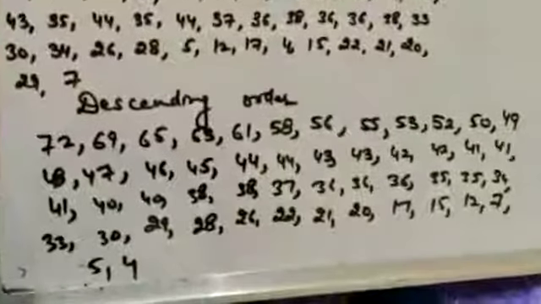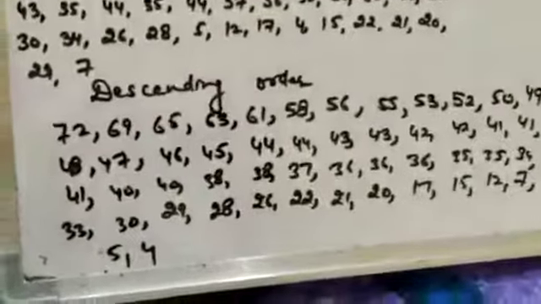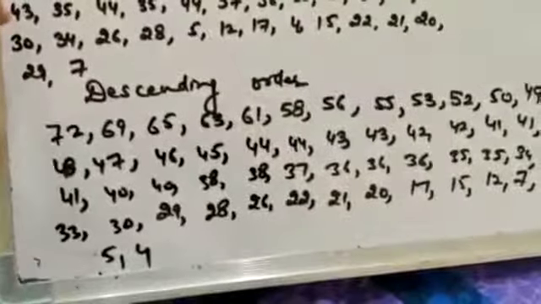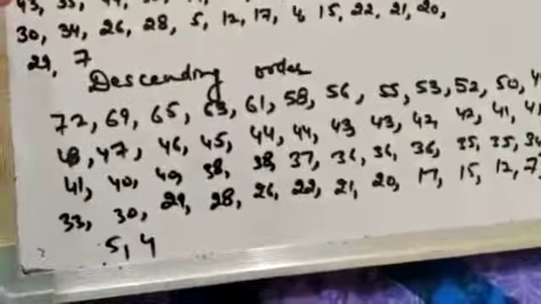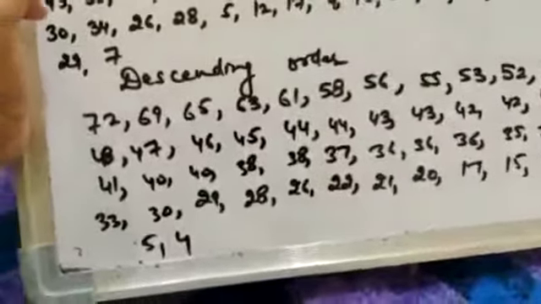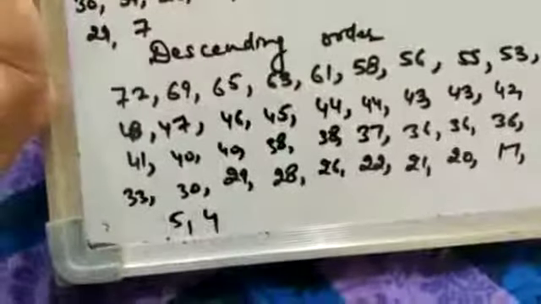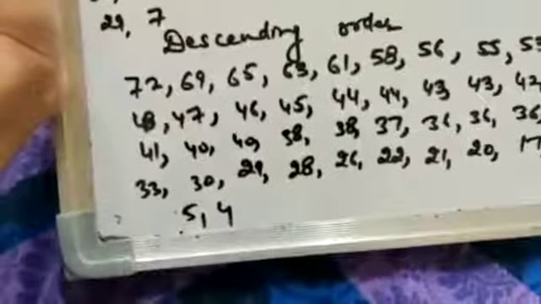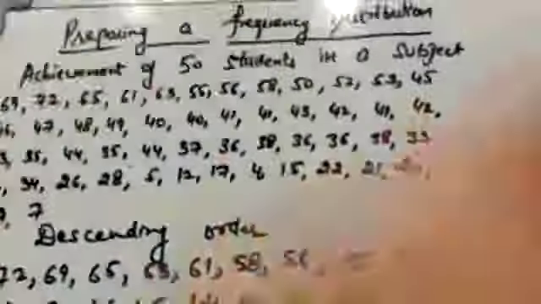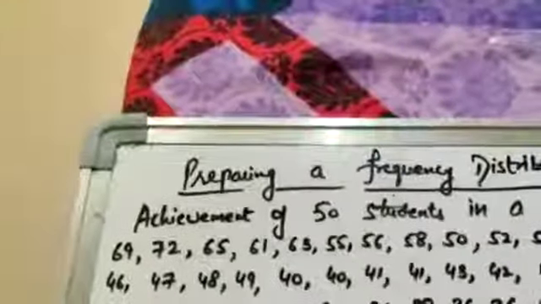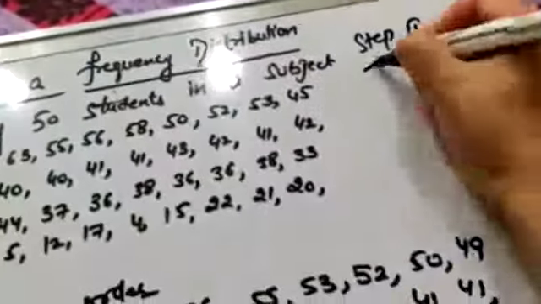I have again written the data of 50 students in descending order. See carefully, the maximum value is 72 and the minimum value is 4. I have written it in descending order because I want to prepare a frequency distribution. The first step is to arrange the given data in ascending or descending order. The second step is to determine the range.